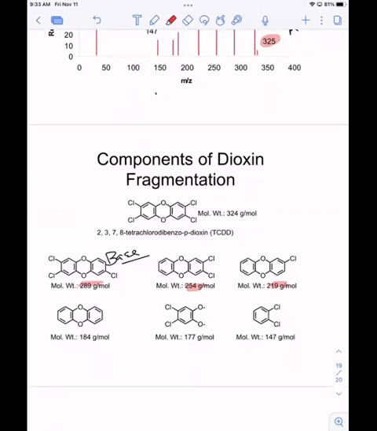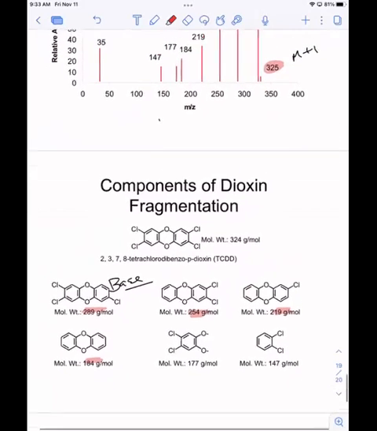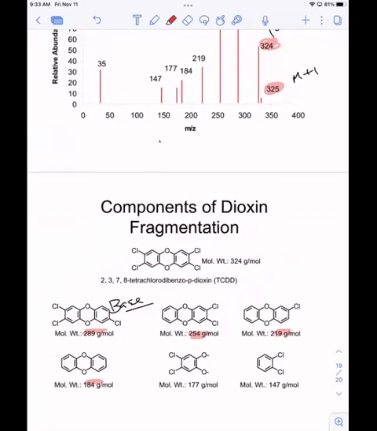Right, and you have here at 184, you can see that peak. Right, 177, you can see that peak. 147, you can see that peak. And then 35 is just chlorine itself, right? Because chlorine has an atomic mass of 35. So that's just chlorine.